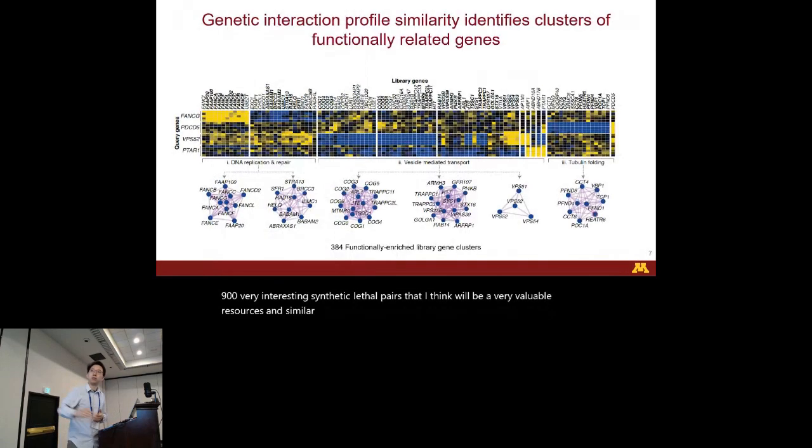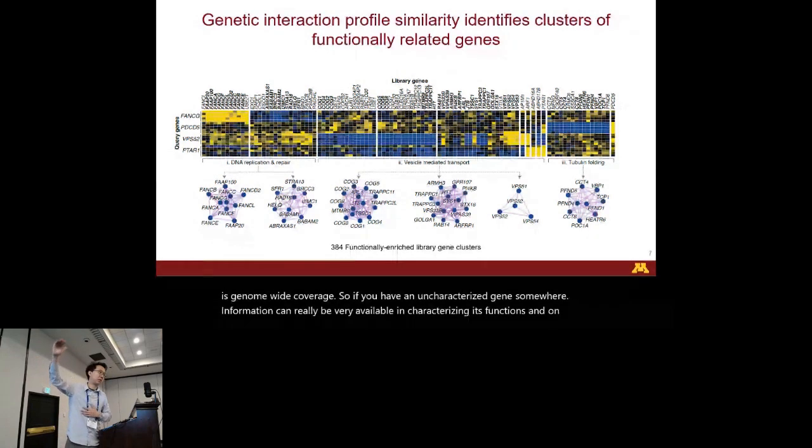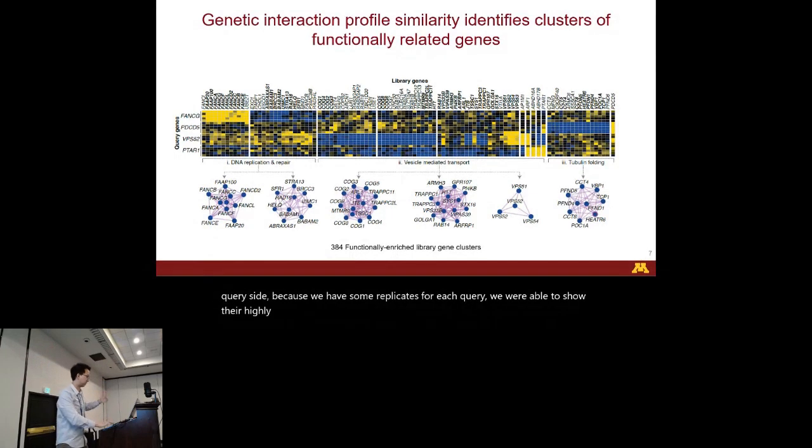Similar to my toy example, if you take a snapshot of this giant matrix, we can see that in this data-driven way, we can identify very clear clusters of functionally related genes. For example, if you look at the library side, vertically, you can see these FANC genes with known functions clustered together based on their interaction profiles. What's more valuable is that this is genome-wide coverage, so if you have an uncharacterized gene somewhere, the neighborhood information can be very valuable in characterizing its function. On the query side, because we have replicates for each query, we were able to show they are highly reproducible, with high consistency and high quality in terms of the scores.